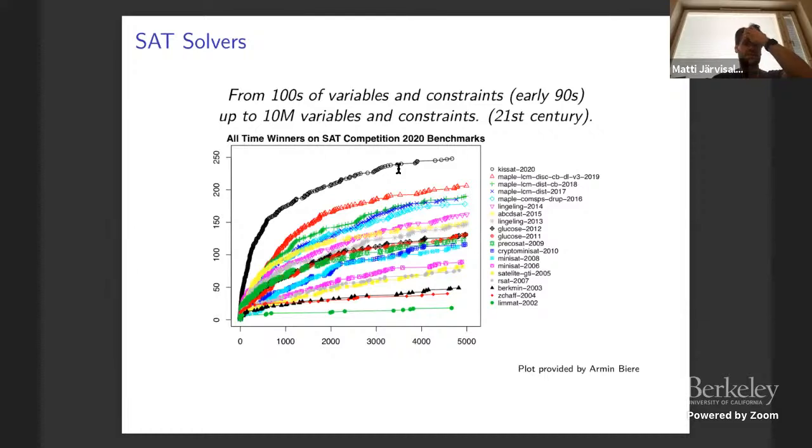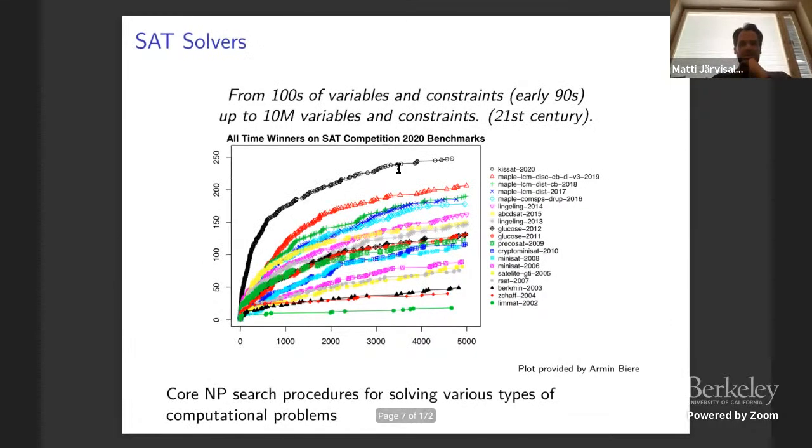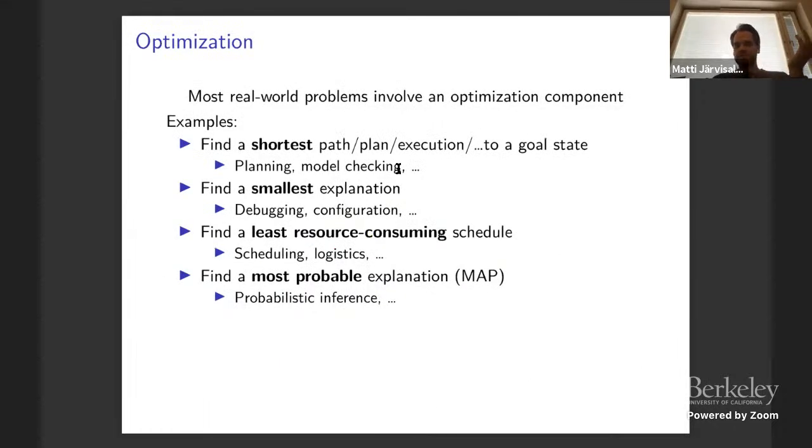So there's of course been this great remarkable improvement in SAT solvers, but I'll show you a similar plot for MaxSAT. But the point is, we're using these core NP search procedures, SAT solvers, for optimization. And why is optimization interesting? It's because one could even claim that most often in the real world, there's some sort of an objective that we need to minimize or maximize. So we want to find the best solutions, whatever best means, and it depends on your domain. We might want to find the least resource consuming schedule, shortest something, resource consuming can mean many things, human resources, money, whatnot. Or we might want to find smallest explanations in debugging, configuration, or even explaining, say, machine learning models.